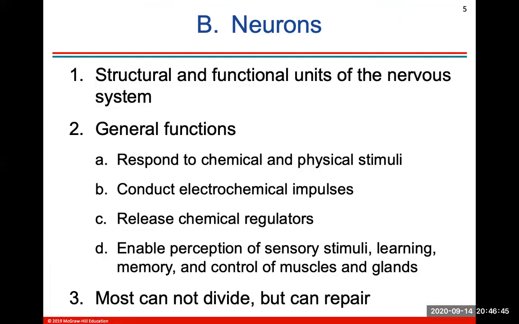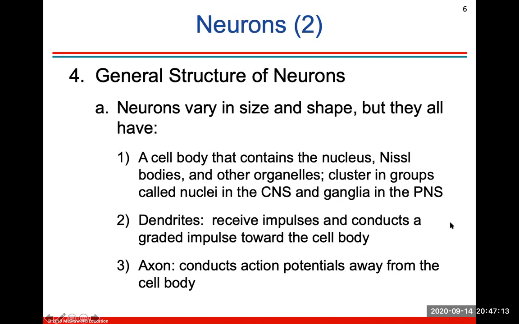The general functions of your neurons, which are the structural and functional units of the nervous system, are to respond to chemical and physical stimuli, conduct electrical impulses, release chemical regulators, and enable perception of sensory stimuli, learning, memory, and control of muscles and glands. That's really what this chapter is all about, going through all of those functions of neurons. Most of them cannot divide, but they are able to repair themselves.